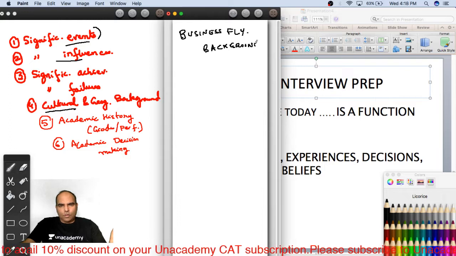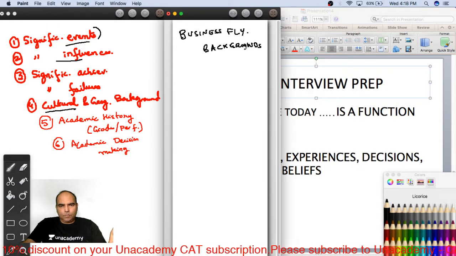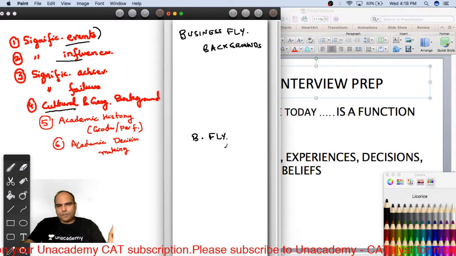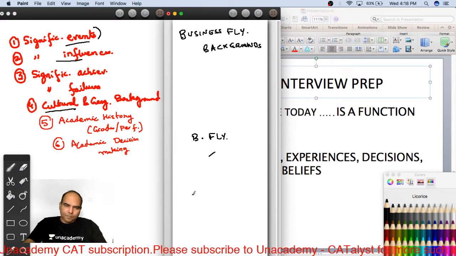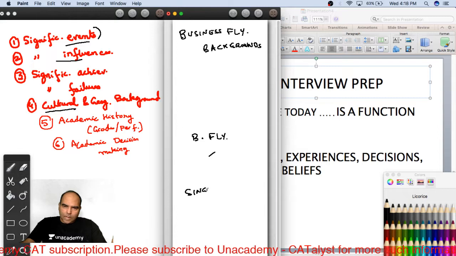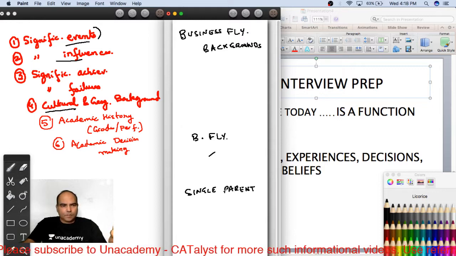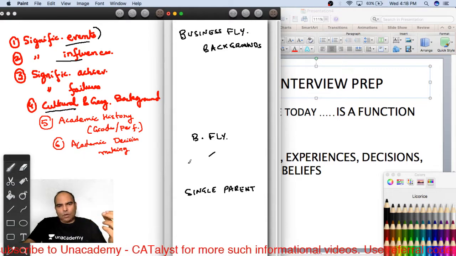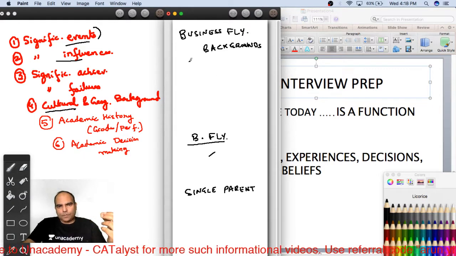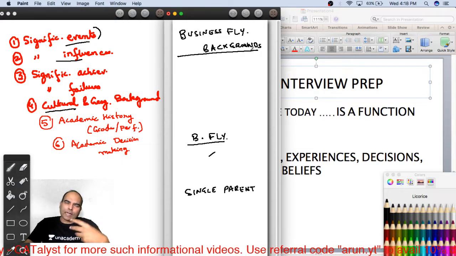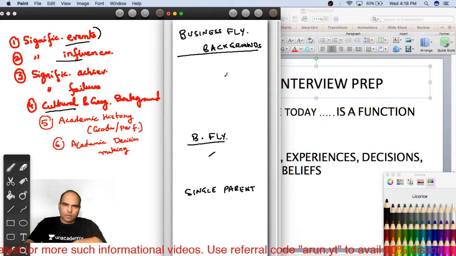So when you're building a story, whether it is a bureaucratic family, a business family, some people have a single parent family, etc. You are basically scanning all this to come out with stories which will attract an interviewer towards you, right?